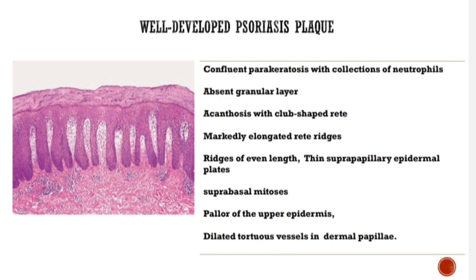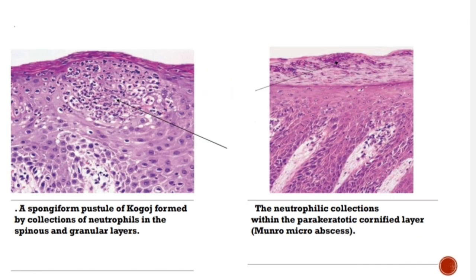The first image shows the spongiform pustules of Kogoj, which is formed by the collection of neutrophils in the spinous and granular layer. The second image also shows a neutrophilic collection within the parakeratotic cornified layer, which is known as Munro microabscess, which is characteristic of psoriasis.